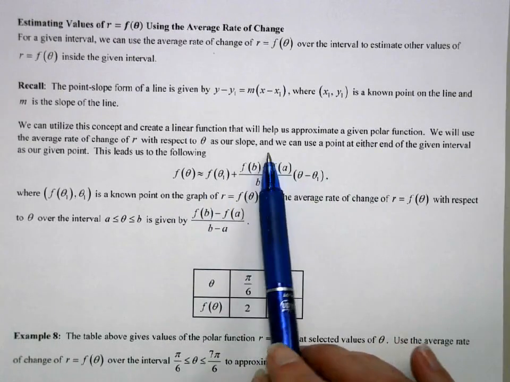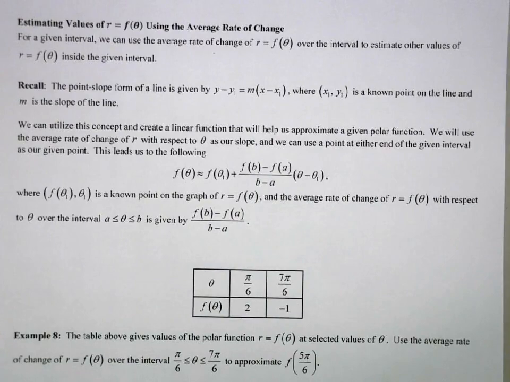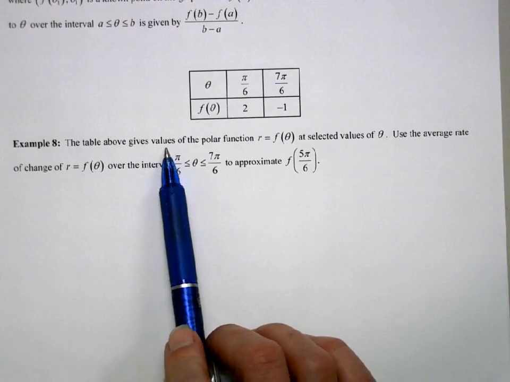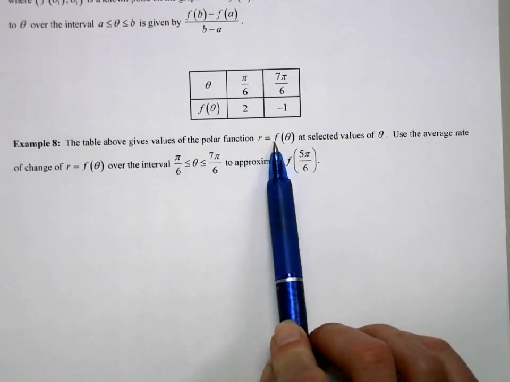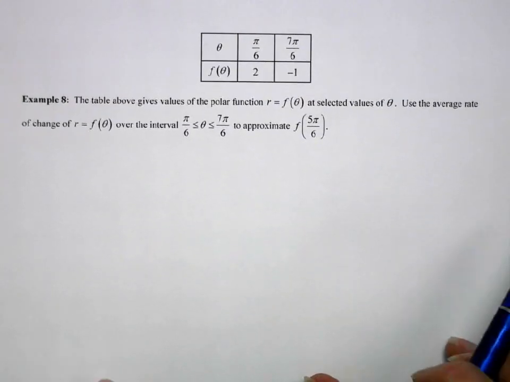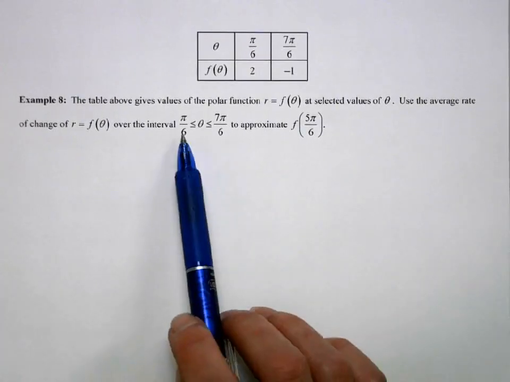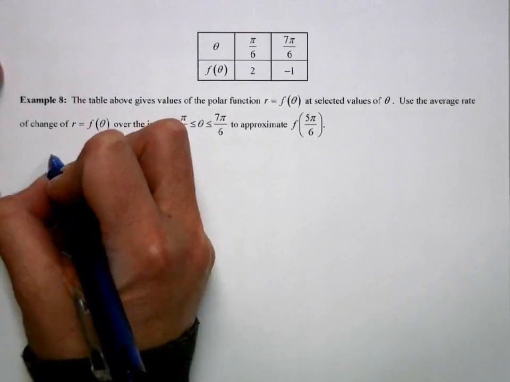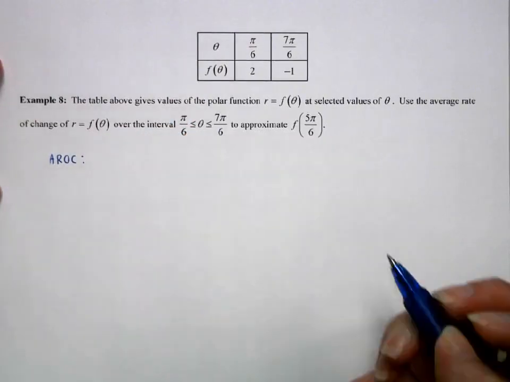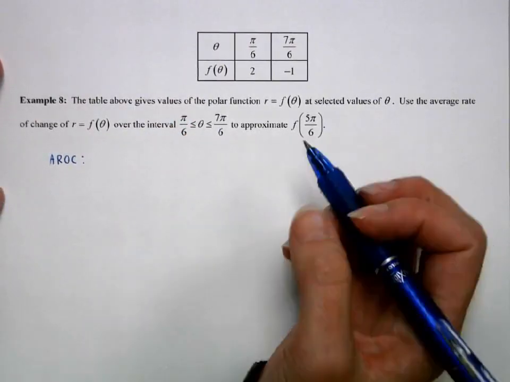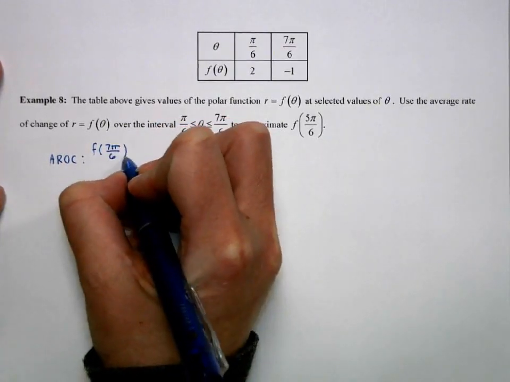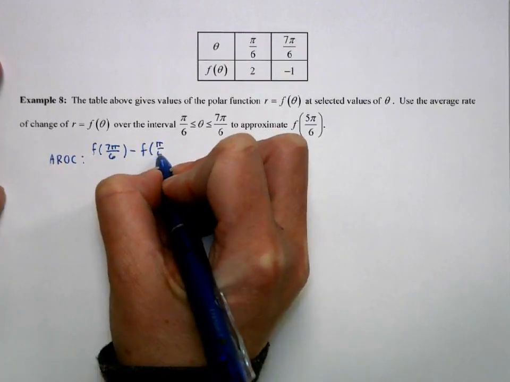Okay, so let's look at an example. It says the table gives values of the polar function r equals f of theta. Selected values are given. Use the average rate of change from pi over 6 to 7 pi over 6 to approximate 5 pi over 6. Okay, so first I'm going to find my average rate of change, or my slope in this case. It's not really slope though. That's good. So this is going to be f of 7 pi over 6 minus f of pi over 6 over 7 pi over 6 minus pi over 6.